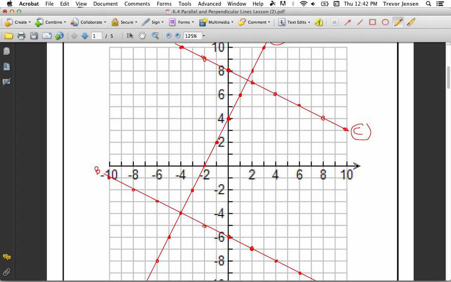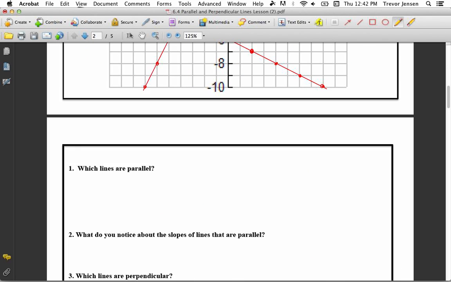Well, in fact, it's lines B and C. Those 2 lines will never meet, okay? This line B is going like this. This line C is going like this. If I were to draw these lines forever, they would never touch. Therefore, those lines are parallel, okay? So which lines are parallel? B and C.